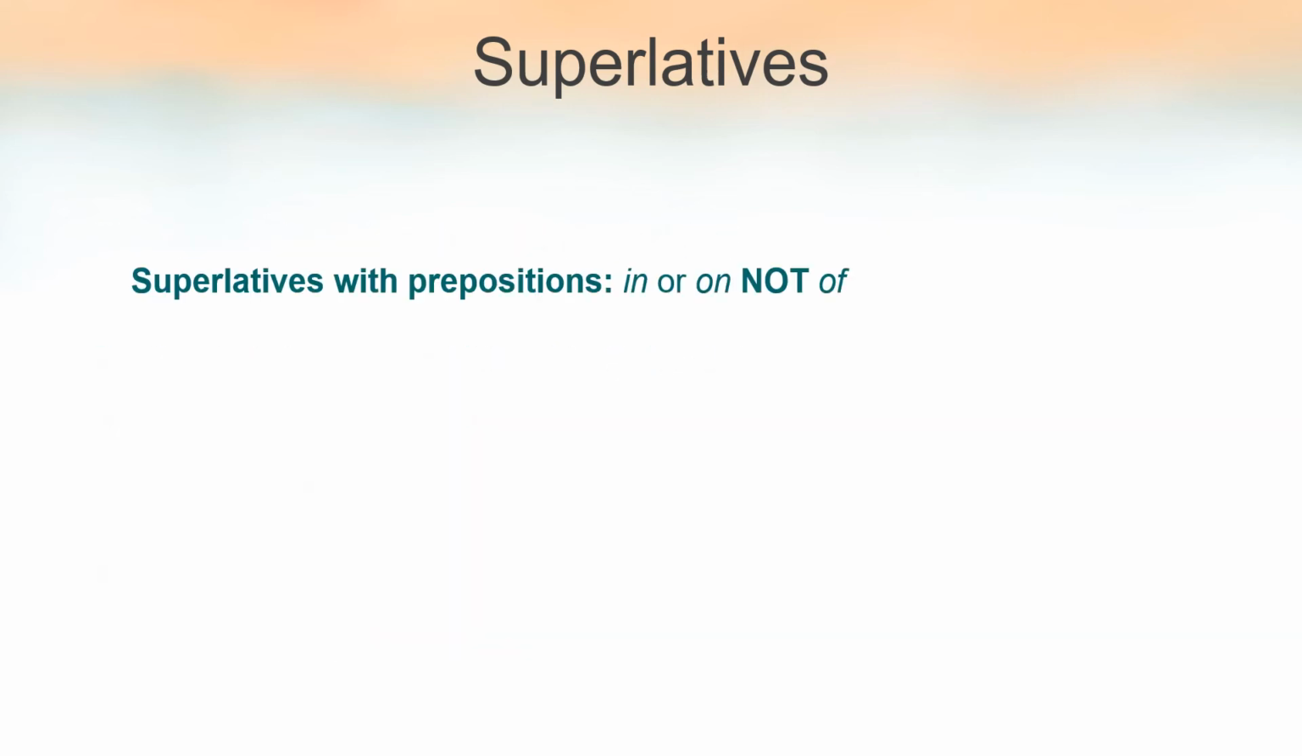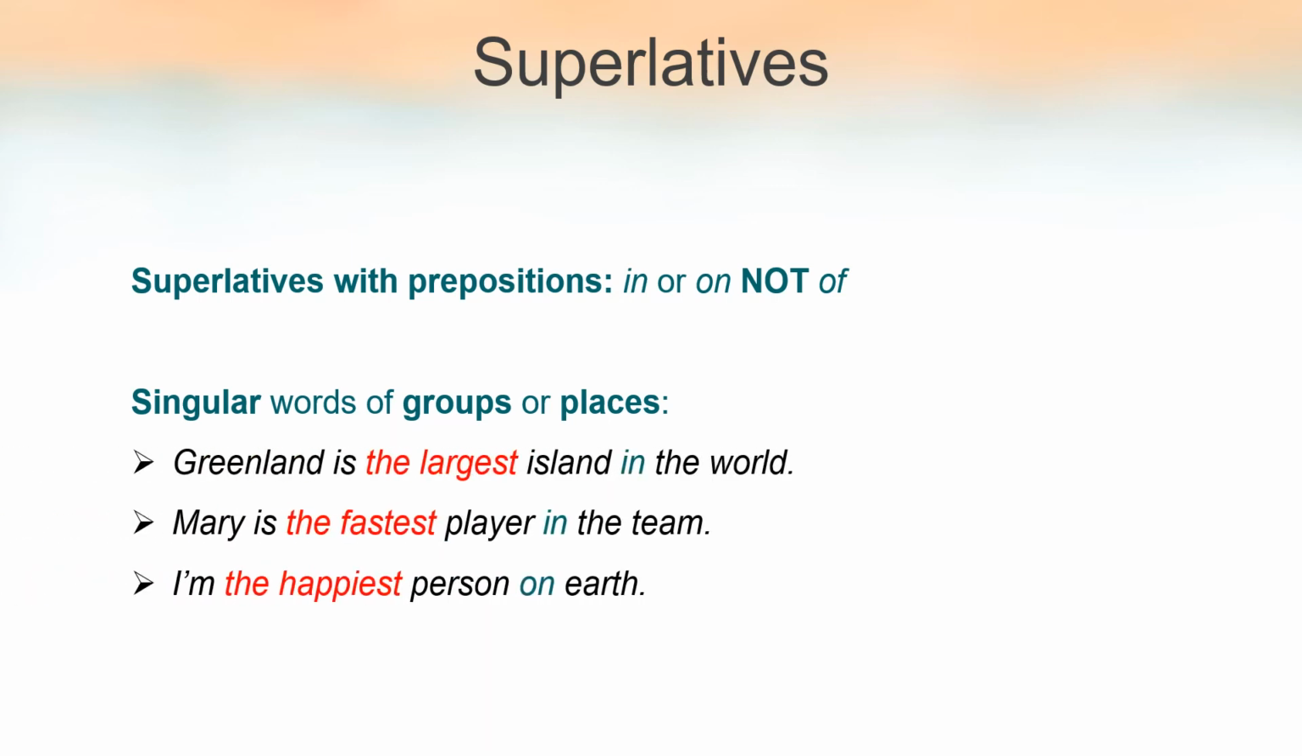Now we have superlatives with prepositions. After superlatives, we use the preposition in or on, but not of, before singular words of groups or places. For example, Greenland is the largest island in the world. Mary is the fastest player in the team. I am the happiest person on earth.